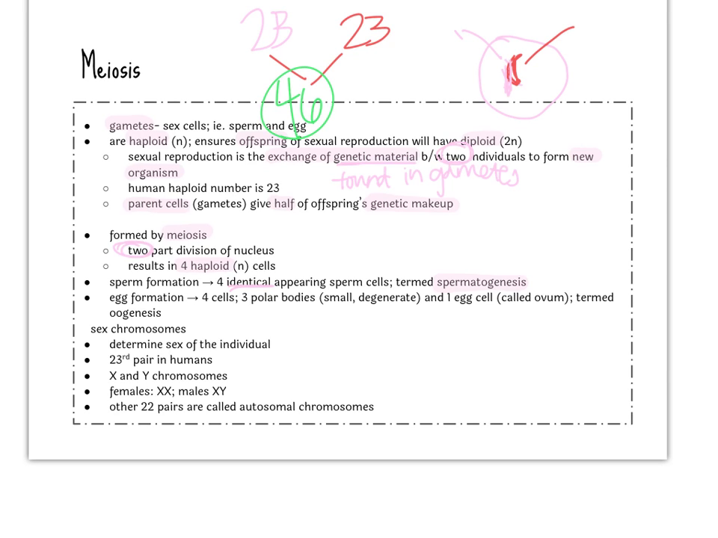In the formation of eggs, you get 4 cells, but 3 of them are polar bodies, and they're small and degenerate and aren't really viable. And then you get 1 egg cell called the ovum, and that is what results in fertilization. And that is called oogenesis, which literally means new egg, which you'll find out from your bio terms later on. So remember that there's a hint there.